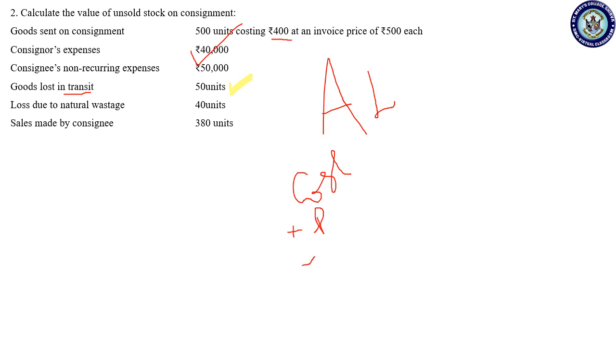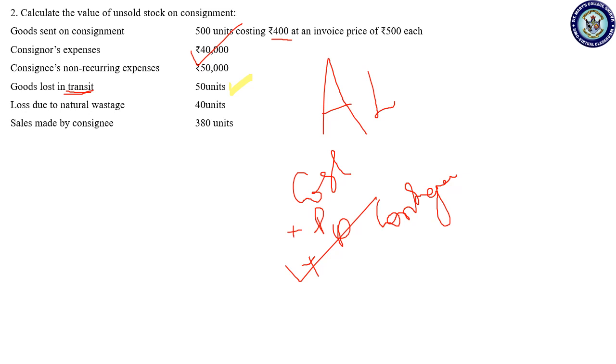Next you have to add proportionate non-recurring expense of the consignee, and within the bracket I gave, if the goods are lost after reaching the consignee's godown. Only when the goods reach the consignee's godown, and then any loss occurs, only then you have to take this item. Goods lost in transit means you are not supposed to take the consignee's non-recurring expenses, because the consignee has not received the goods.